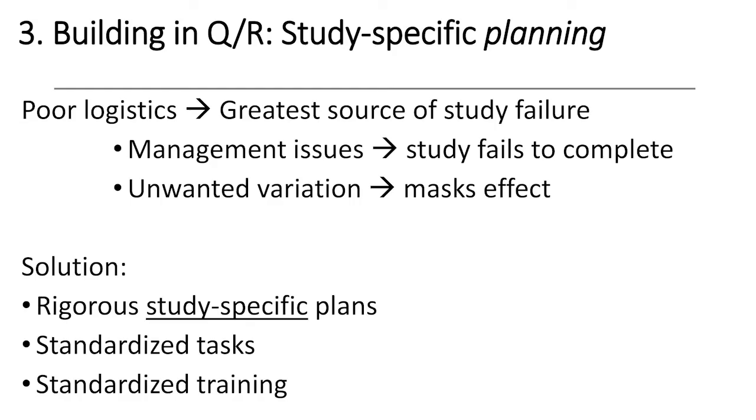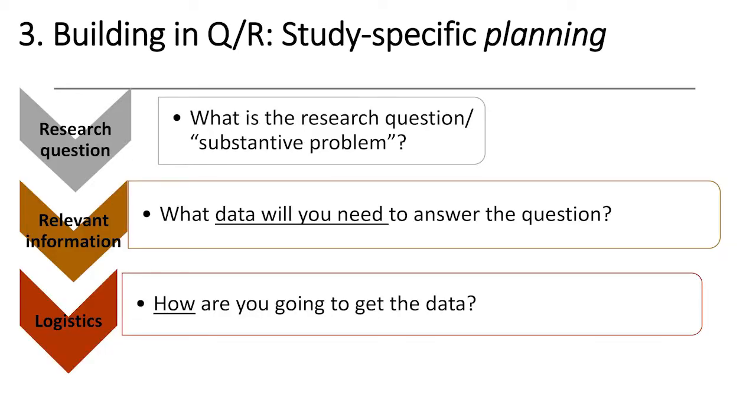So the third stage is building in quality and reproducibility by planning. The poor logistics are the greatest source of study failure, not only because of management issues, which means the study just doesn't get done or completed, but also because unwanted variation will completely mask any true signals in the results. So the solution is having rigorous study-specific plans, standardized tasks, and standardized training of all personnel in these tasks. So planning has to be study-specific. It's focused on 3 items.